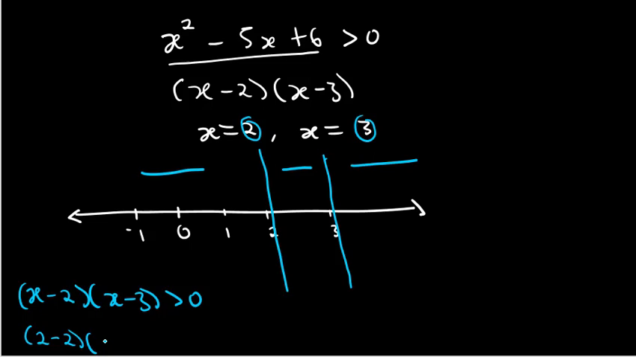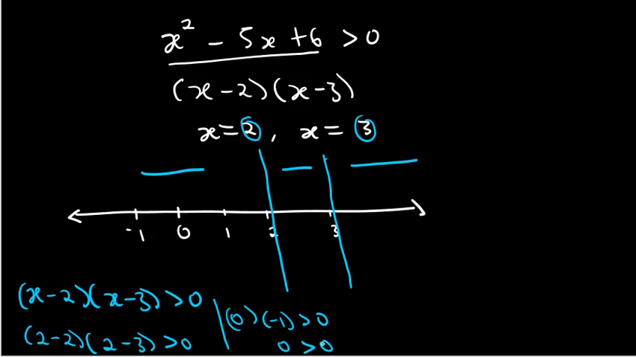We have 2 minus 3. This is greater than 0. Now 2 minus 2 is going to give us 0. So we are going to have 0 times what we are having here, 2 minus 3, that one too is going to give us negative 1, is greater than 0. Now 0 times negative 1 is going to give us 0, being greater than 0.